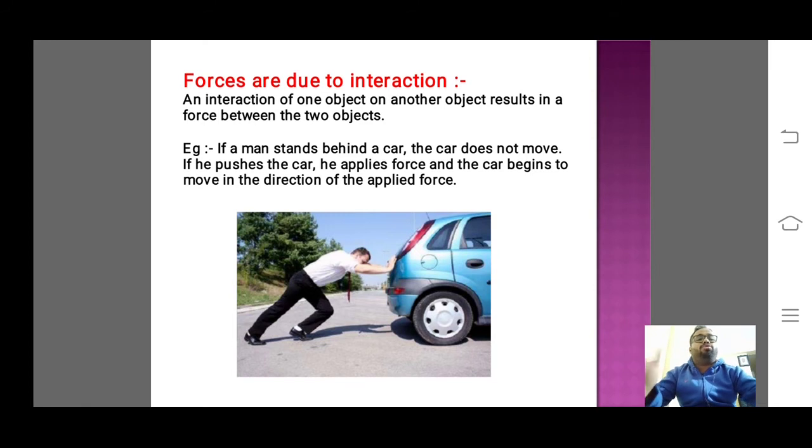Then we have that forces are due to interaction. Whenever two forces, students, come into play with each other, they have to interact. Because if you need to apply force of one body on another, you have to make an interaction. As a result, forces are due to interaction.